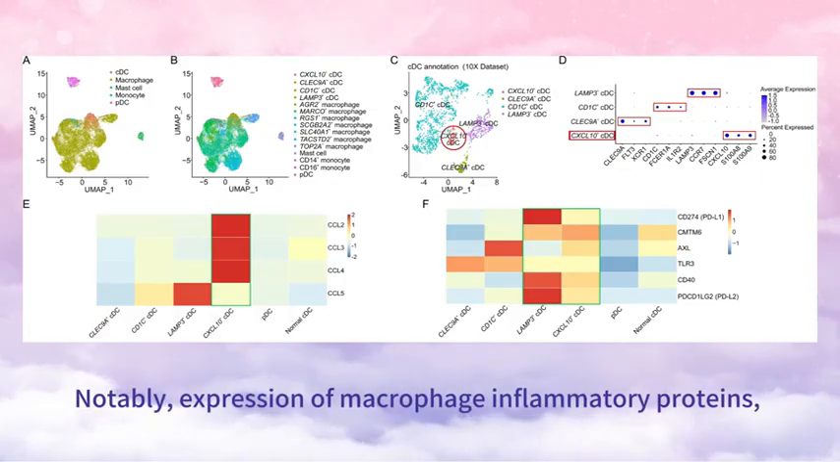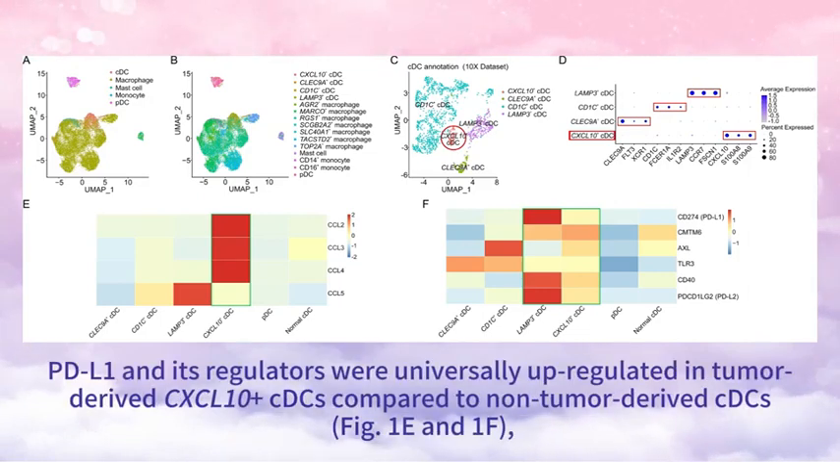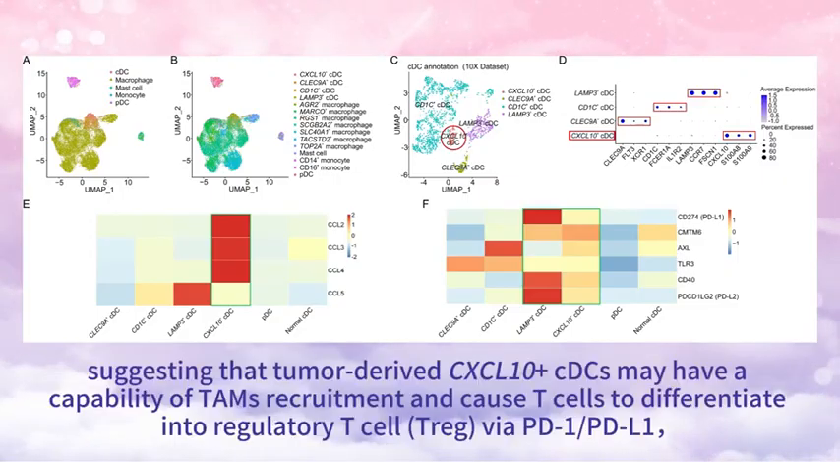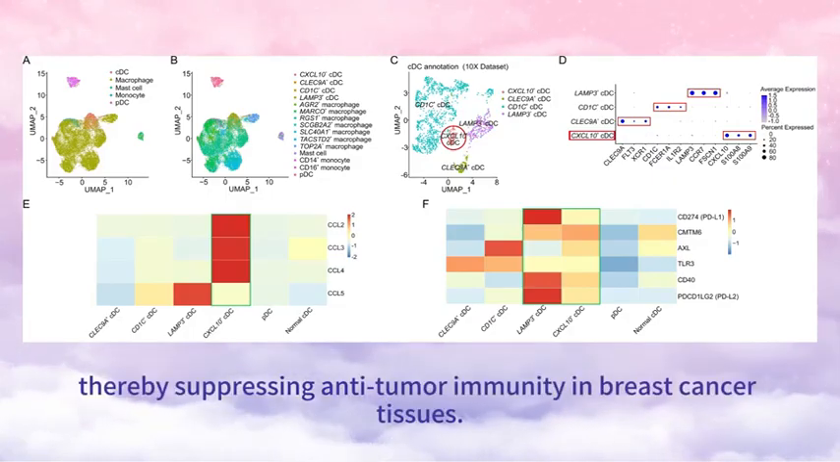Notably, expression of macrophage inflammatory proteins, PDL1 and its regulators were universally upregulated in tumor-derived CXCL10 plus cDCs compared to non-tumor-derived cDCs, suggesting that tumor-derived CXCL10 plus cDCs may have a capability of TAM recruitment and cause T cells to differentiate into regulatory T cells, Treg, via PD-1, PDL1, thereby suppressing anti-tumor immunity in breast cancer tissues.